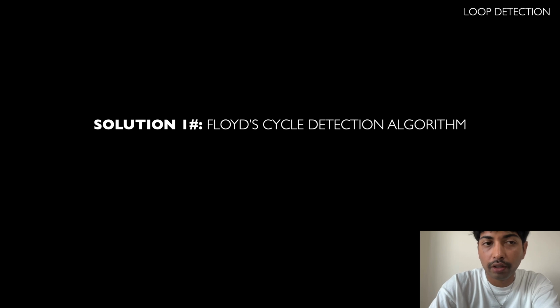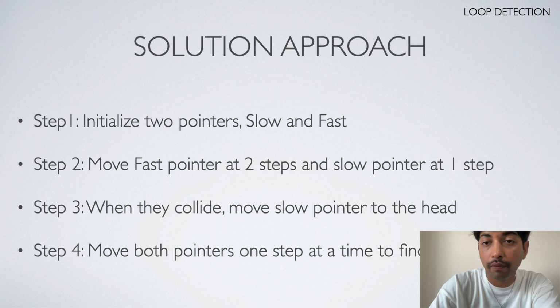So let's dive into the solution using a classical approach using two pointers. We'll use Floyd's cycle detection algorithm, also known as the tortoise and hare algorithm, to solve this problem. So here is how it works. First, we initialize two pointers, slow and fast. Move the slow pointer one step at a time and the fast pointer two steps at a time. If there is a loop, the fast pointer will eventually catch up to the slow pointer. This happens because the fast pointer is moving faster and eventually enters the loop and collides with the slow pointer.